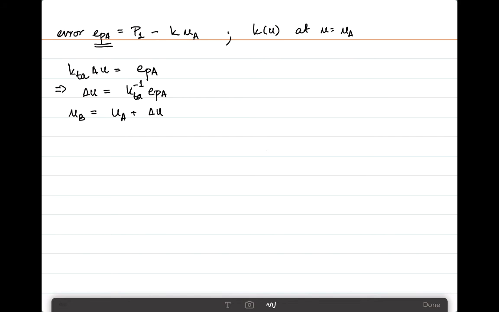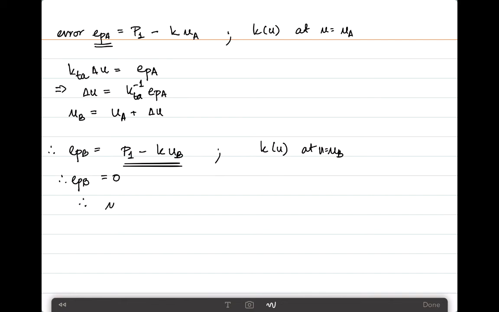So now we have the new UB, and we find out that maybe this is not an equilibrium, so we try to find the error at EPB, which is equal to P1 minus the stiffness times UB, where this stiffness K is dependent on U and is evaluated at U equal to UB. So we see that when I calculate this value, it comes out to be 0, therefore the error is 0, therefore the displacement UB is actually equal to the displacement that I was looking for, which is U1.